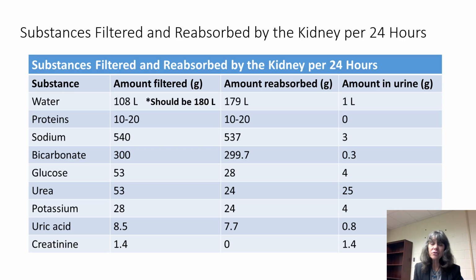You'll notice that we do filter somewhere in the neighborhood of 10 to 20 grams of proteins, and all of that should be reabsorbed. If there is protein in the urine, that could indicate potential kidney damage. We will have an approximate output of 3 grams of sodium in our urine over a 24-hour period and a 0.3 gram output of bicarbonate. There will be a little bit of glucose in the urine, 4 grams over a 24-hour period, as well as urea, potassium, uric acid, and creatinine.